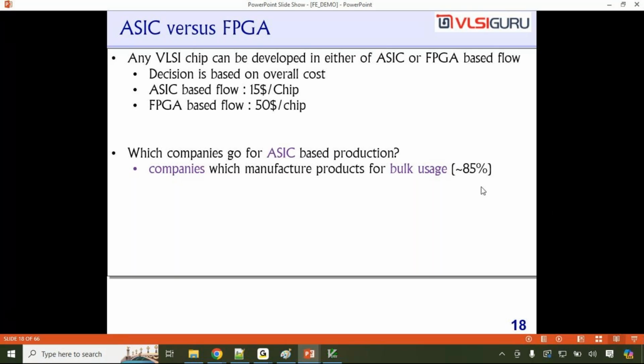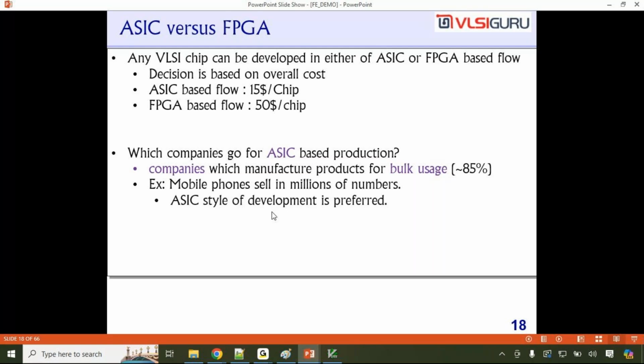There are around 80 to 85% of the companies. Let's say a mobile phone sells in millions of units, right? So because of that, which type will they prefer for mobile phone manufacturing? ASIC design flow. Okay. ASIC style of development is preferred.